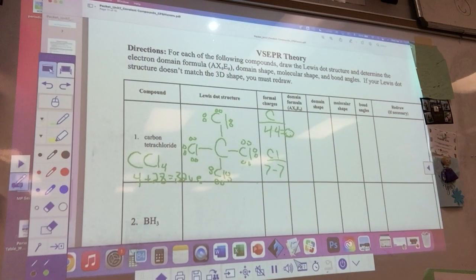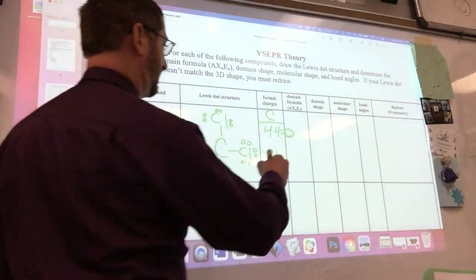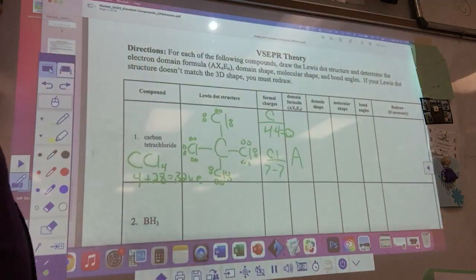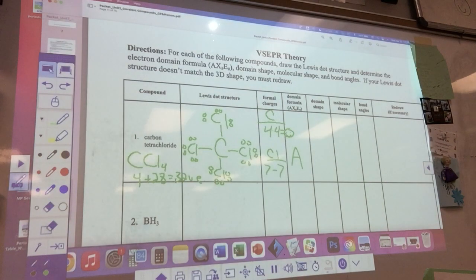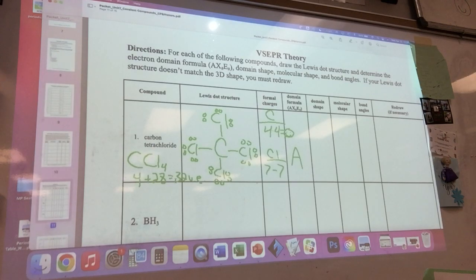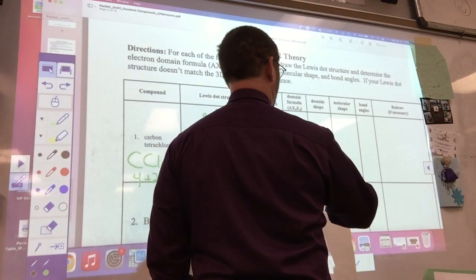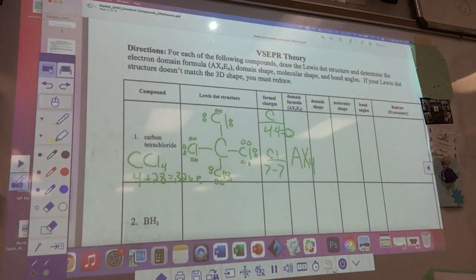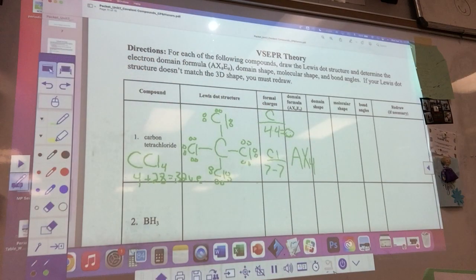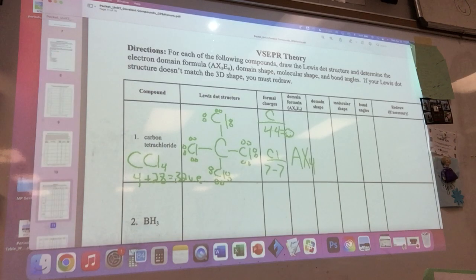What would be the domain formula? Number 18, Cody. I'll get you started. Carbon would be the central atom A. What's connected to the central atom? 4 chlorines, and we don't really care what atom it is, so we just label it as X. So AX4. Yeah. Any lone pairs on that central atom carbon? Any E's? Any dots on the carbon? Nope. So it's just AX4.